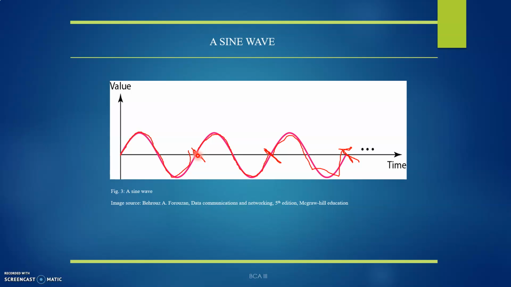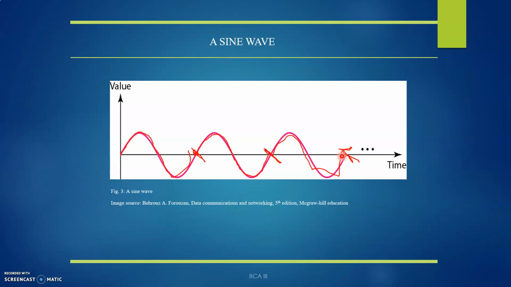And what is a composite signal? A composite signal is composed of multiple sine waves. Multiple sine waves means, this is one sine wave, this is another sine wave, this is another sine wave. These are the different sine waves that are there. So what is a sine wave?